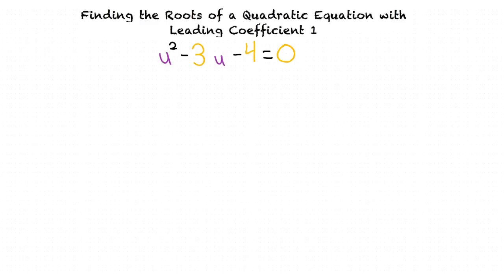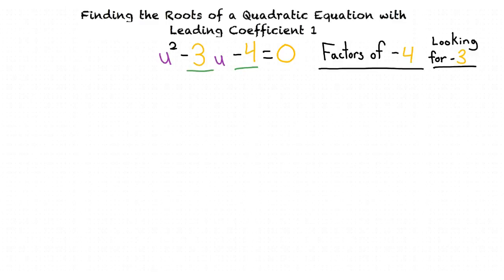How do we factor out a quadratic? Are there some steps we need to follow? Great question. We start off by looking at negative 4. We need to find which factors of negative 4 can be added together to get negative 3, which is the coefficient of our middle linear term, negative 3u.